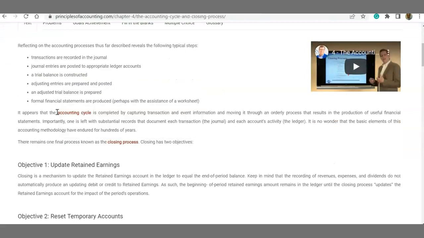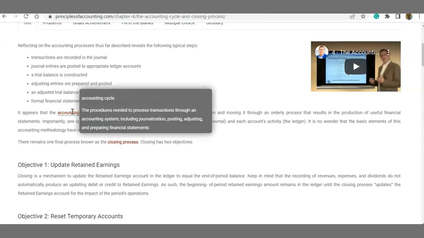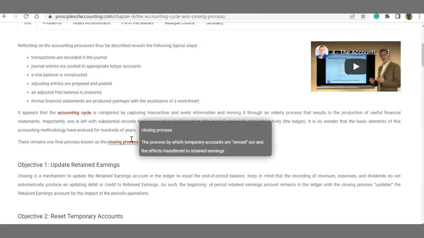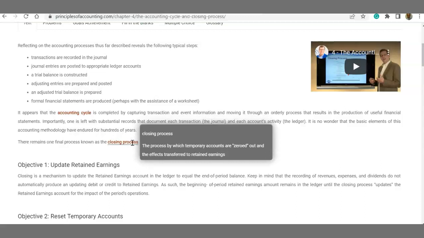So what is the accounting cycle? The accounting cycle is the procedures needed to process transactions through an accounting system, including journalization, posting, preparing the adjusted trial balance, and financial statements. At the end, after financial statements are done, you need to close. And what do you close? You close temporary accounts. That means you make them zero.